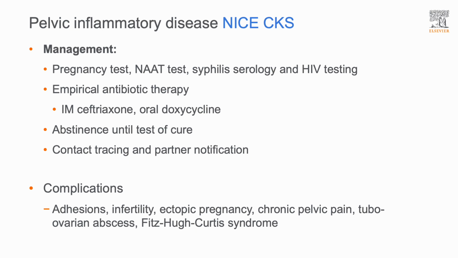Abstinence is essential until a test of cure to avoid spreading STI organisms further, and this should also be managed with contact tracing and partner notification. Complications of pelvic inflammatory disease include adhesions, infertility, an increased risk of ectopic pregnancy, chronic pelvic pain, tubo-ovarian abscesses, and Fitzhugh-Curtis syndrome.